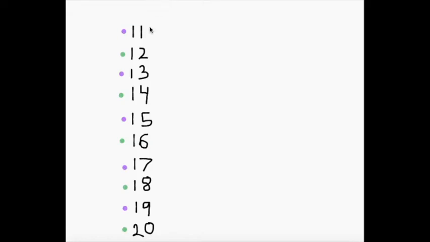Let's count these numbers. 11, 12, 13, 14, 15, 16, 17, 18, 19, 20, 20, 19, 18, 17, 16, 15, 14, 13, 12, 11. Now let's do it the Say Ten way. Ten 1, ten 2, ten 3, ten 4, ten 5, ten 6, ten 7, ten 8, ten 9, 2 tens. 2 tens, ten 9, ten 8, ten 7, ten 6, ten 5, ten 4, ten 3, ten 2, ten 1.